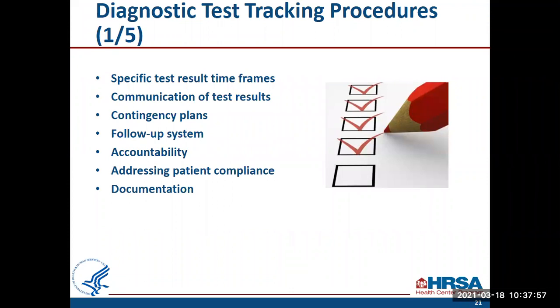Most patients will experience at least one diagnostic error in their lifetime, sometimes with devastating consequences. This further reinforces the need to adopt a culture of safety and the commitment to being proactive. Health centers can prevent missed, delayed, and incorrect diagnosis and their detrimental effects on patient safety by adhering to test tracking policies. Diagnostic tracking policies should contain the following elements. All test results, including normal results, are communicated to patients.